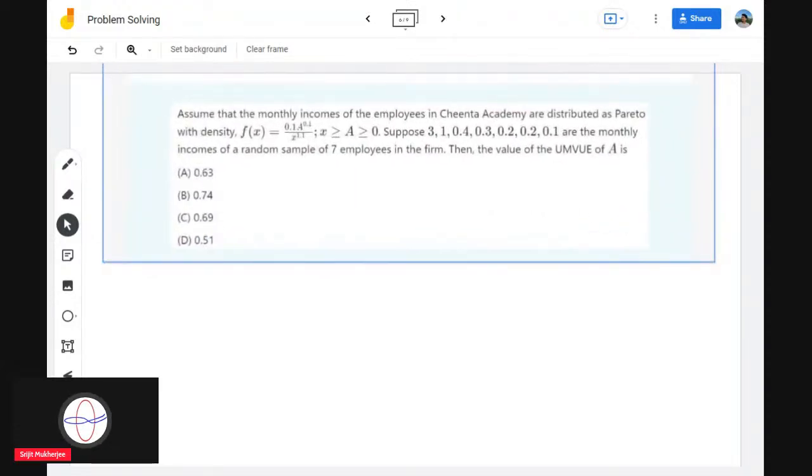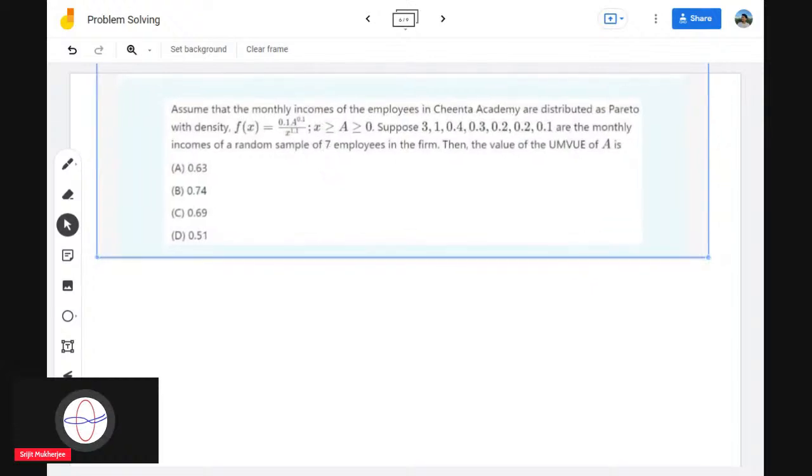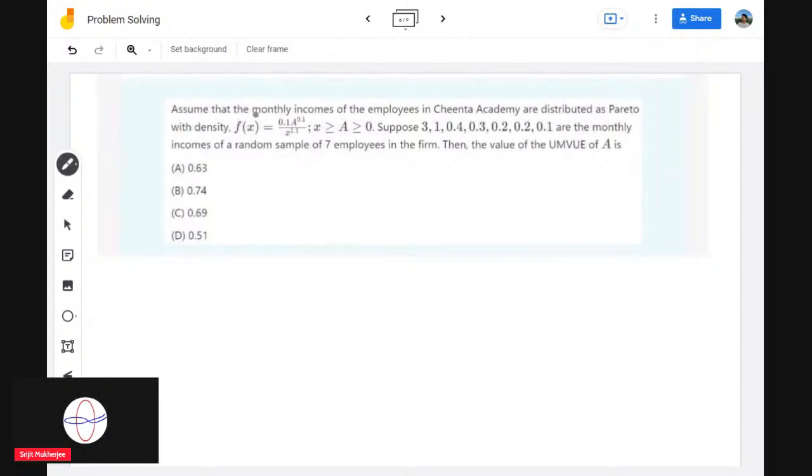Let's do this problem. It's another UMVUE problem. So in this UMVUE problem, assume the monthly incomes of the employees in Cheenta Academy are distributed Pareto, and suppose this is monthly, then find the UMVUE of a. So essentially, it's asking about the UMVUE of a. Now, f of x is nothing but this constant 0.1 times a to the power 0.1 by x to the power 1.1, for x greater than or equal to a. This is given.